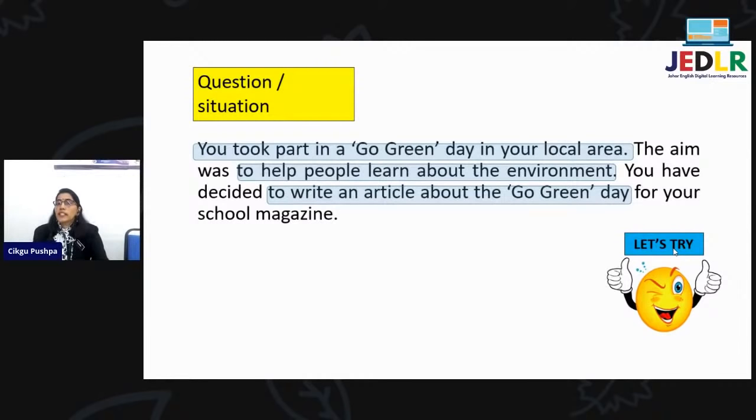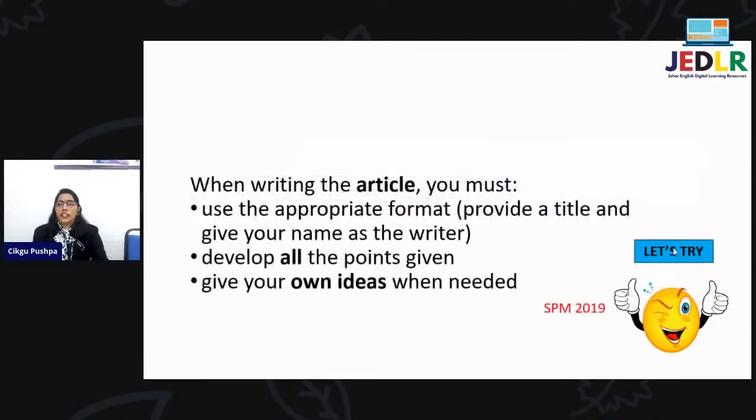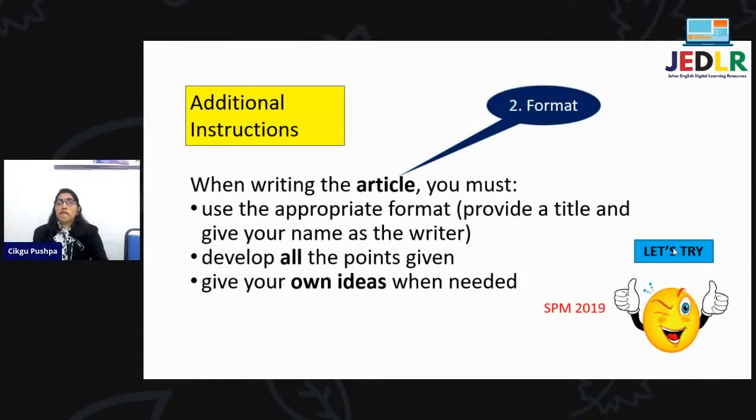So when you read the question, remember, you have to analyze the information. Now the genre is, you're going to write an article. Good. Next, additional instruction. Remember, you are going to find the marks for your format. This is an article. So let's see where you're going to get the marks for your format. You're going to provide a title, as simple as that. You're going to get 1 mark. And then you are going to write your name as the writer. So you're going to get F2.